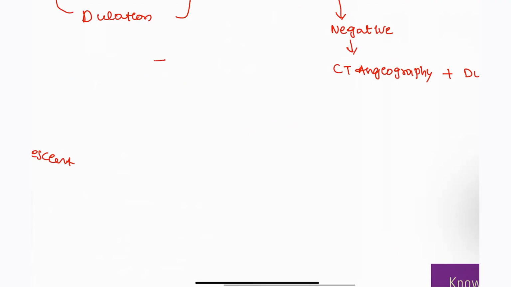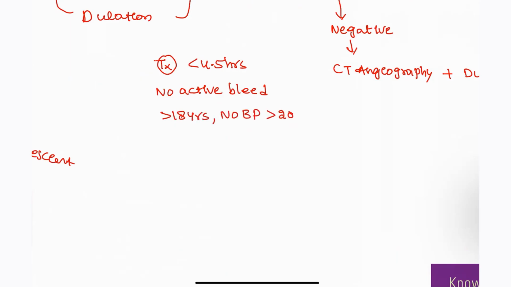So the treatment protocol for patients with stroke. First, the patient presentation time is very important. If the patient presents at our emergency medicine within 4.5 hours and there is no active bleed, it is just an ischemic attack, what do you have to do? And if the patient is more than 18 years old, has no blood pressure more than 200 mmHg, and no edema is present in the cerebral region, then under these conditions you can proceed with the patient's thrombolysis.